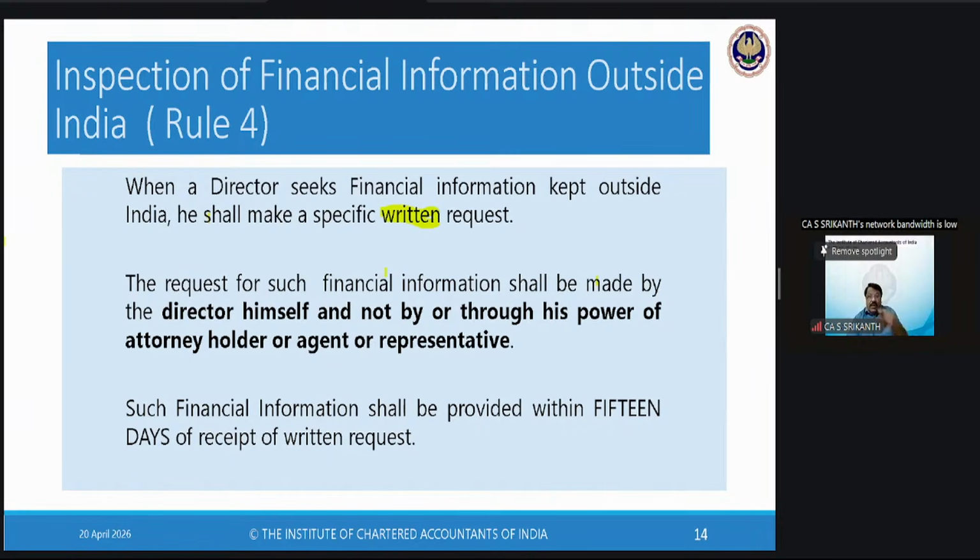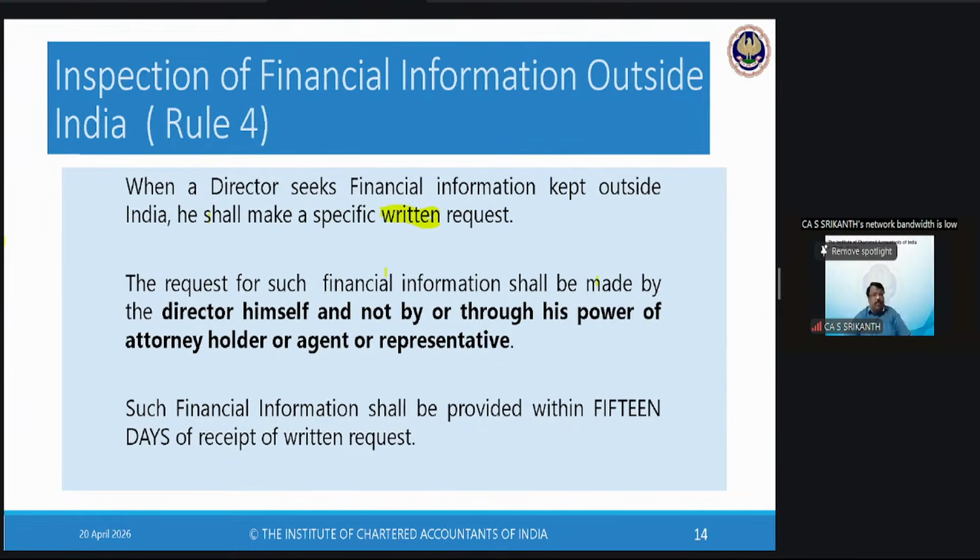Now, this written request for information kept outside India shall be made by the director himself, not through his power of attorney, agent or representative. This is only for information kept outside India. As far as India is concerned, the director can appoint somebody, his agent or his representative, to go through the books of account because he may not be qualified.